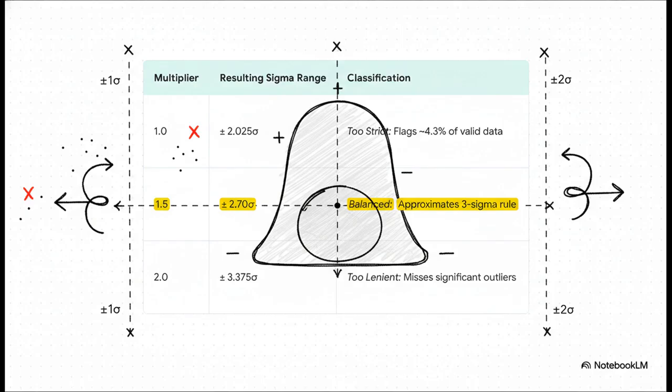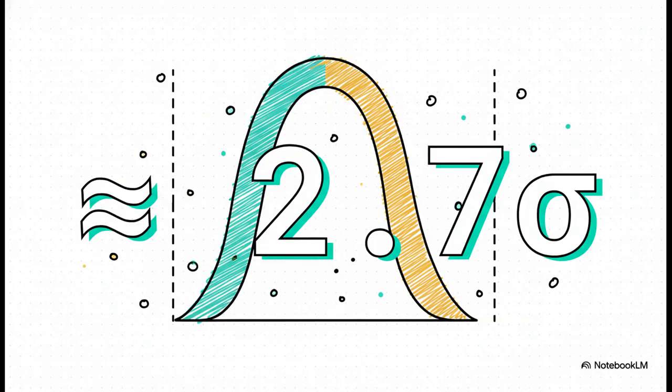But if we use 2, the fences get pushed so far out that it becomes too lenient. We probably missed some really important outliers. So that 1.5 hits the sweet spot. A multiplier of 1.5 puts those outlier fences at roughly plus or minus 2.7 standard deviations, or sigma, from the mean. And that is a fantastic approximation of the famous 3 sigma rule, which says that 99.7% of all data in a normal distribution should fall within 3 standard deviations. It's the perfect balance. It's not arbitrary at all. It's a really smart rule of thumb.